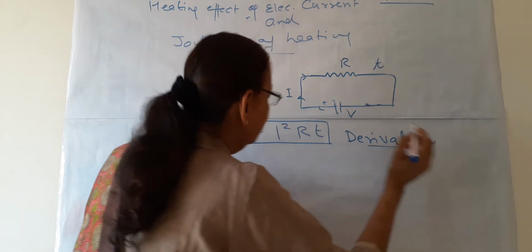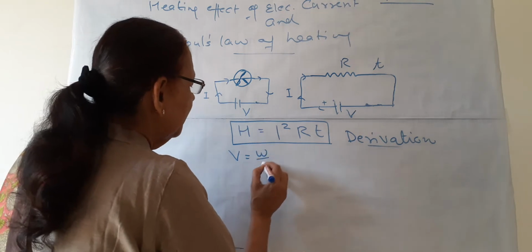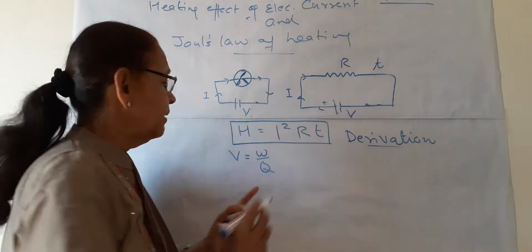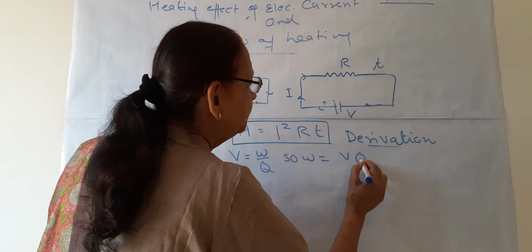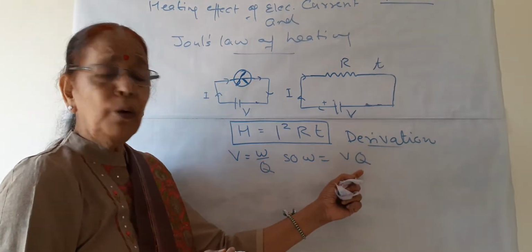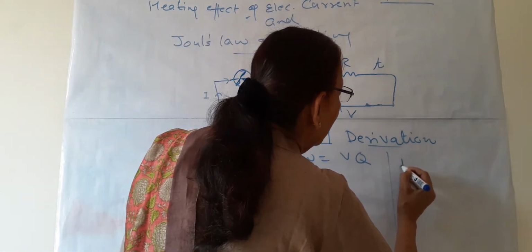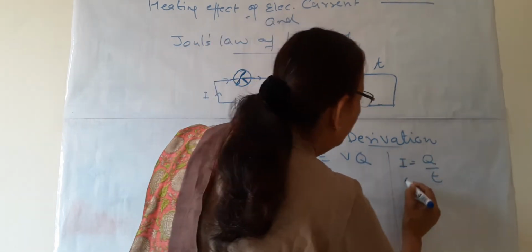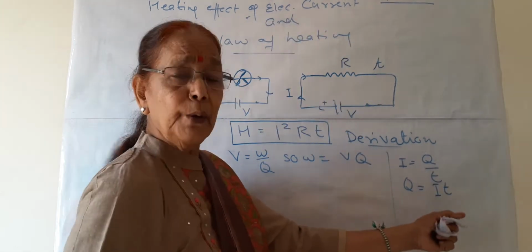How can we derive this? All of us know that V is equal to W by Q. This is potential difference, work done and charge. So W will be equal to VQ. By this equation, work done will be equal to VQ. Now we also know that I is equal to Q by T. So Q, the charge, will be equal to I into T.